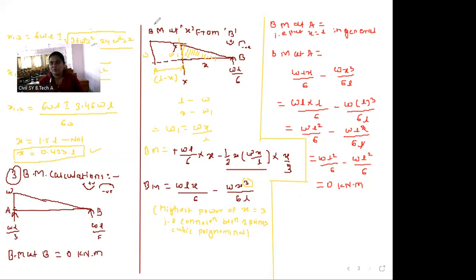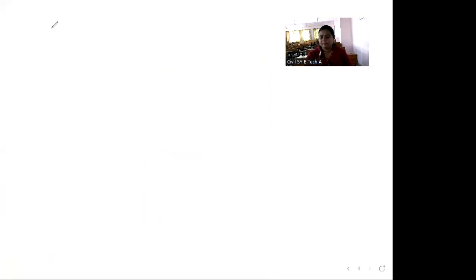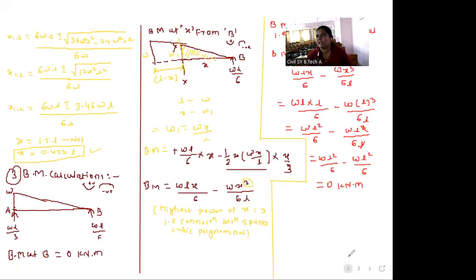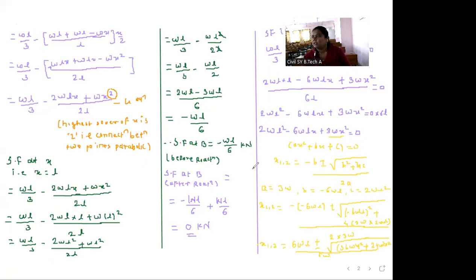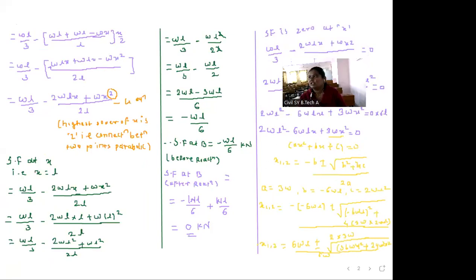Okay, so next point is we will find out maximum bending moment. For this I will take a new slide. So we will find out maximum bending moment. For this we have to put x, which we have already calculated here. I will show. Okay, the shear force is 0 at x.